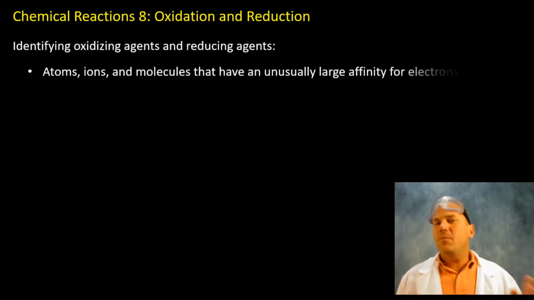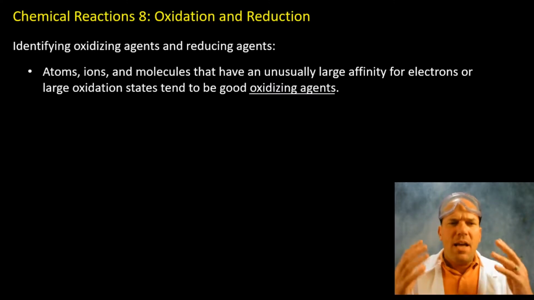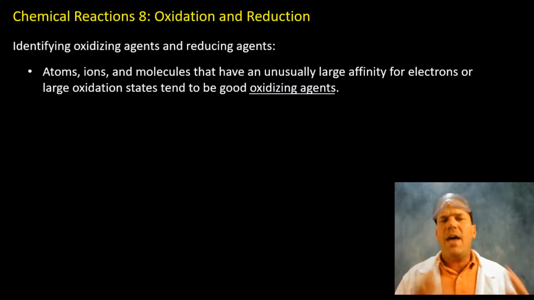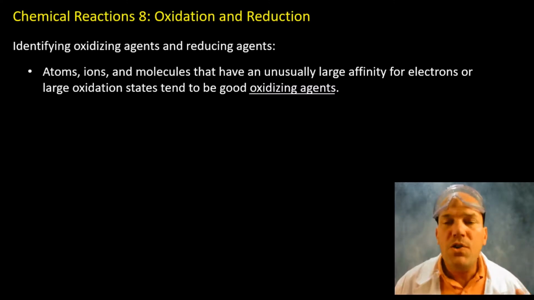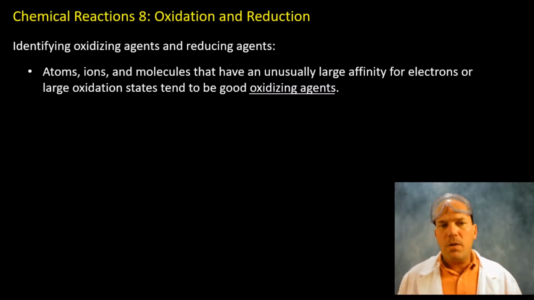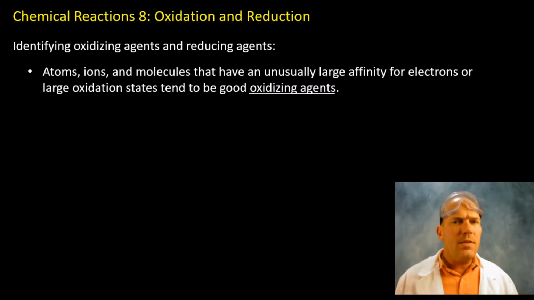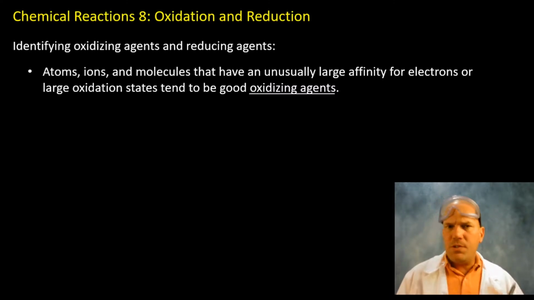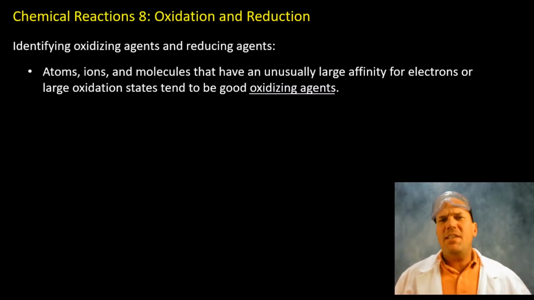Identifying oxidizing and reducing agents. So let's look at some common oxidizing and reducing agents. So atoms, ions, and molecules that have a very large affinity for electrons. In other words, they have a high electronegativity. Now, depending on where we are in the course sequence, you may not be familiar with that term. But electronegativity means the species has a high affinity for electrons. We'll leave it at that for now.